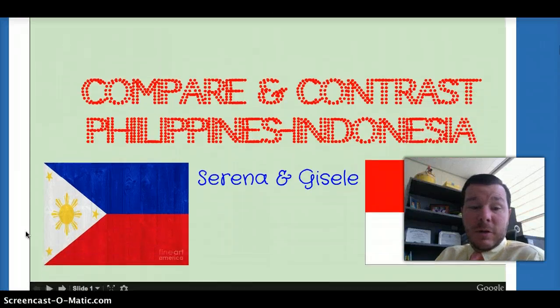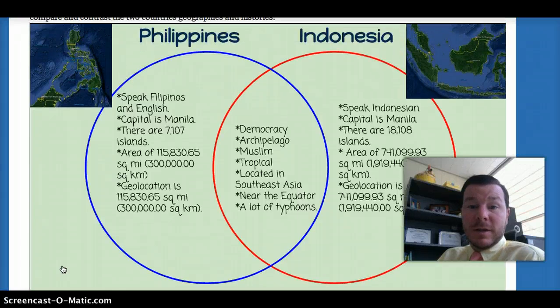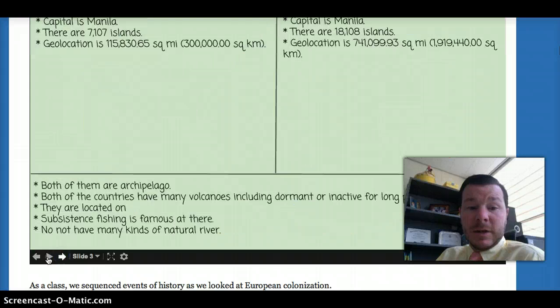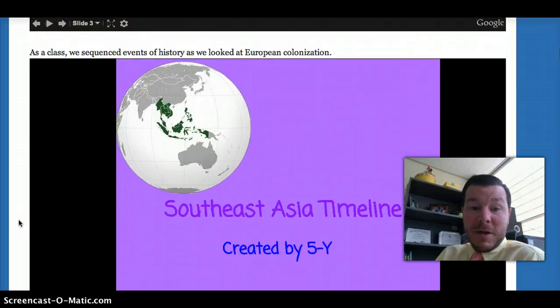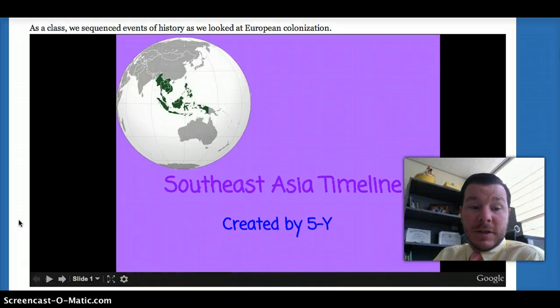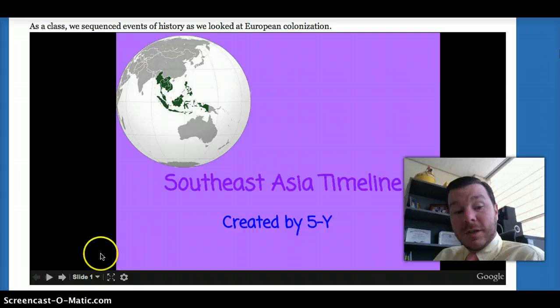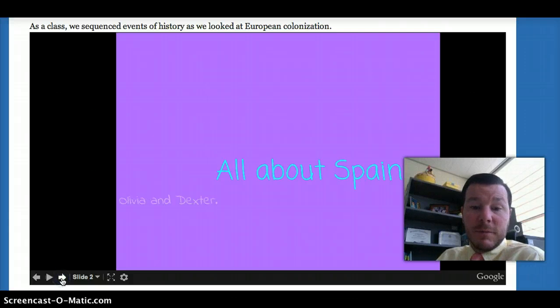Group work, you can see here we had them doing compare and contrast. They were comparing and contrasting the Philippines and Indonesia and their histories, and they would both work together at the same time. Around that time, we talked about European colonization of Southeast Asia. Every one of these pictures that the kids have was found using the Google search on the side, as I explained it to them, as long as they used free or modifiable photos.